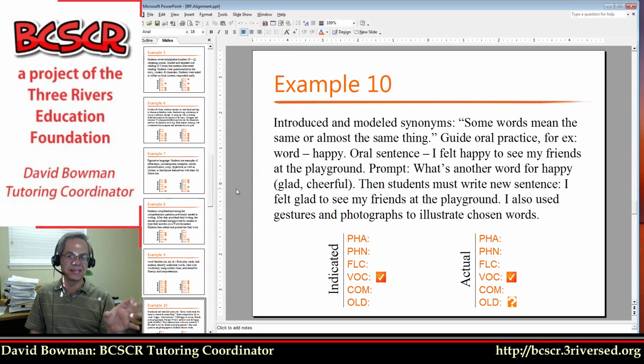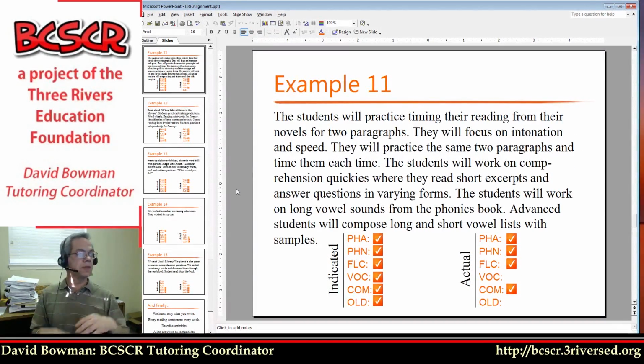So this one doesn't cut, to use a cliche, this one doesn't cut the mustard. Example 11. The students will practice timing their reading from their novel for 2 paragraphs. They will focus on intonation and speed. They will practice the same 2 paragraphs and time them each time. The students will work on comprehension quickies where they read short excerpts and answer questions in varying forms.